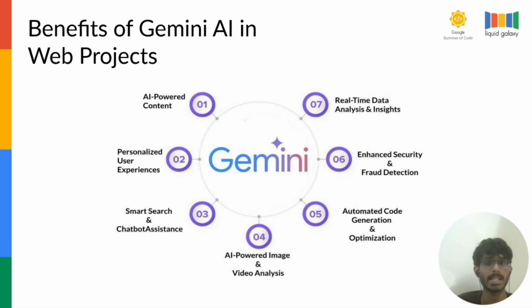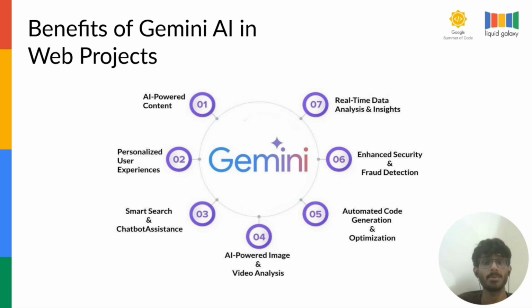Finally, Gemini AI can process large amounts of data in real time, providing actionable insights, whether it is tracking user behavior, analyzing trends, or making data-driven decisions. This feature helps businesses and developers optimize their web applications.